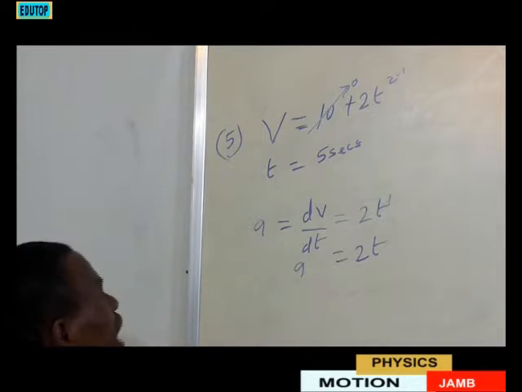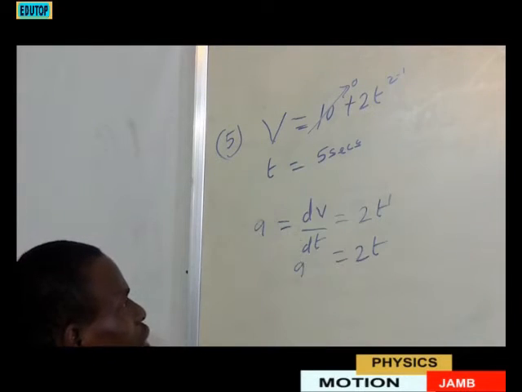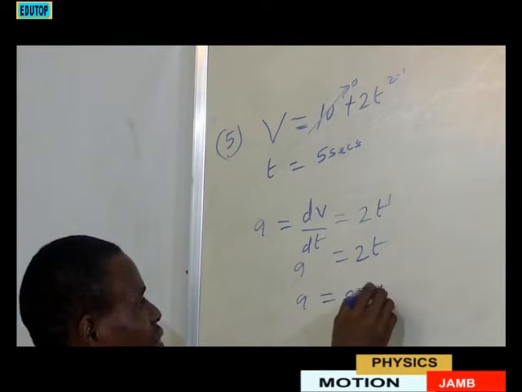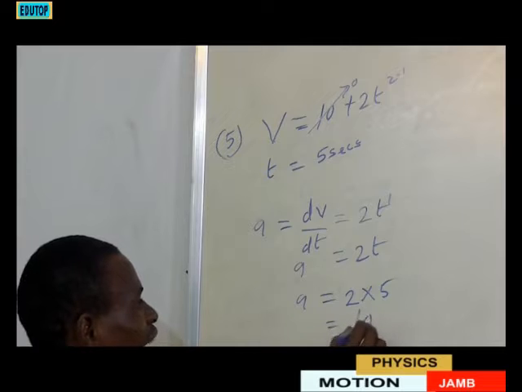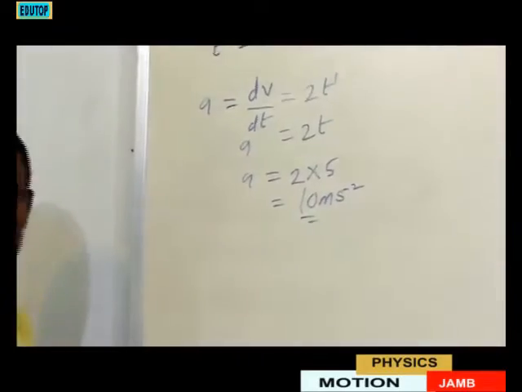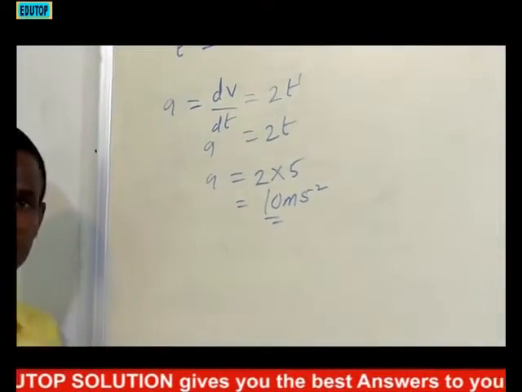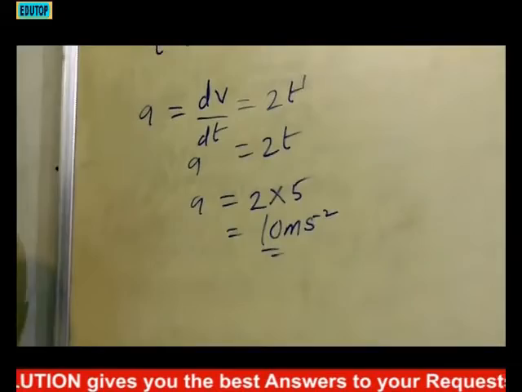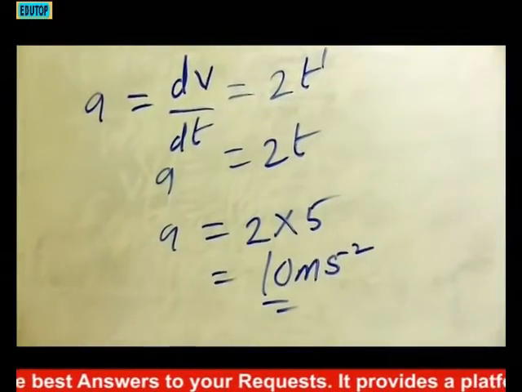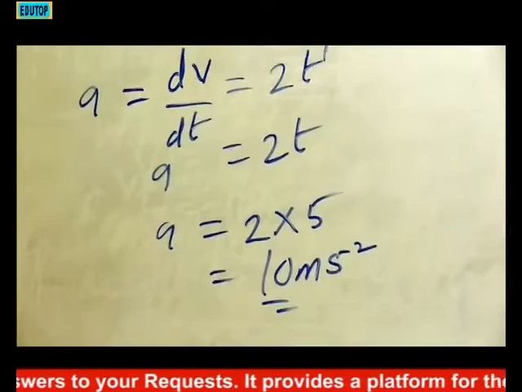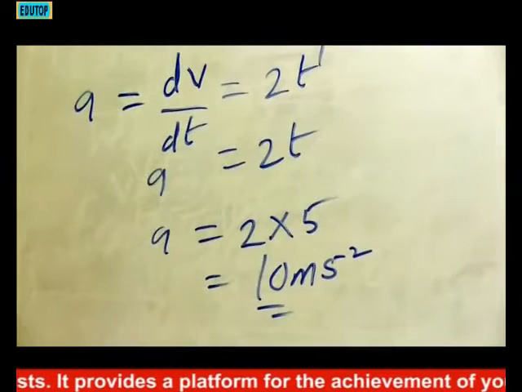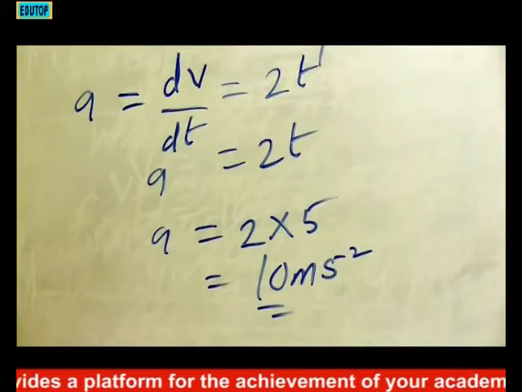You get that? They now say at t to be 5 seconds, a will now be equal to 2 times 5. And that will be what? 10 meters per second squared. Simple. Because of this question, I will bring out another question for you to get it properly. Because a question like this can be asked from you. And if you should have something like this, it should be a bonus mark for you.